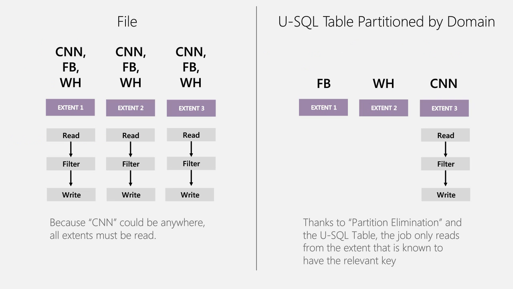Right. So here there's a file which contains... So this is just to map to the previous slide, where we saw the same extent, the same file containing multiple different data, against partitioned data where extent 3 contains only the CNN data. So this is going to be much faster.